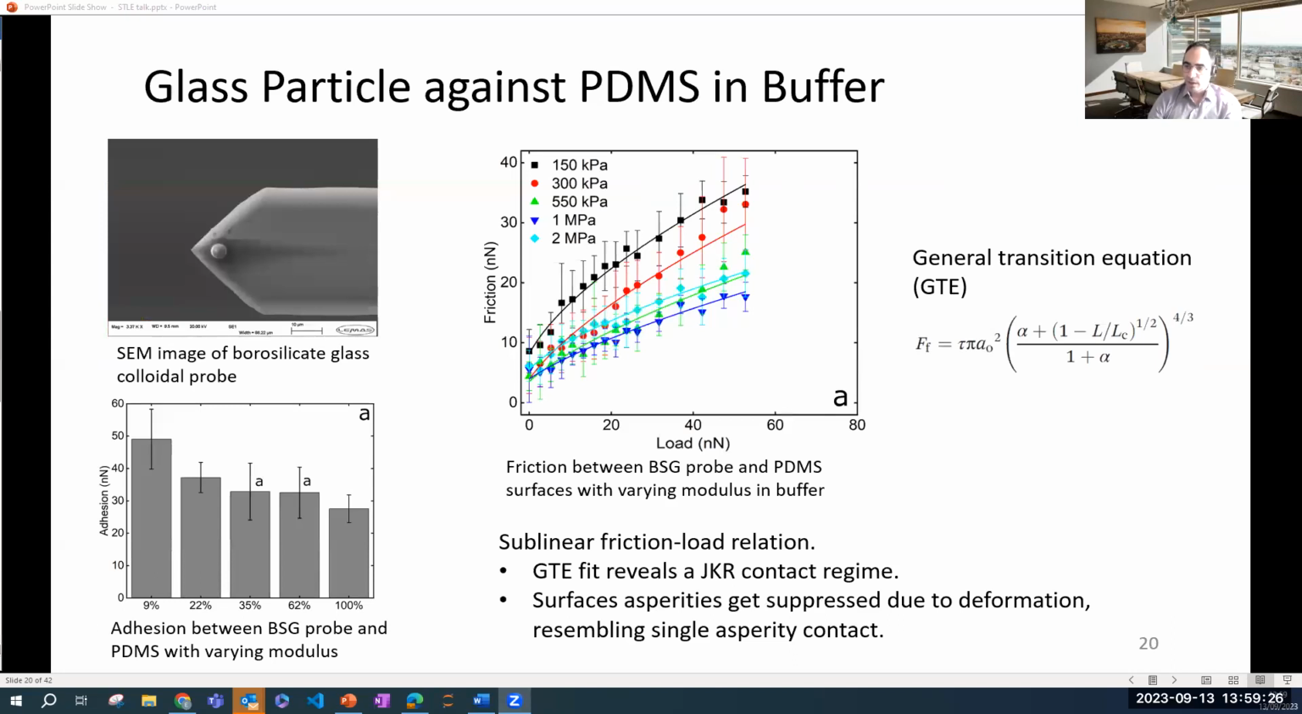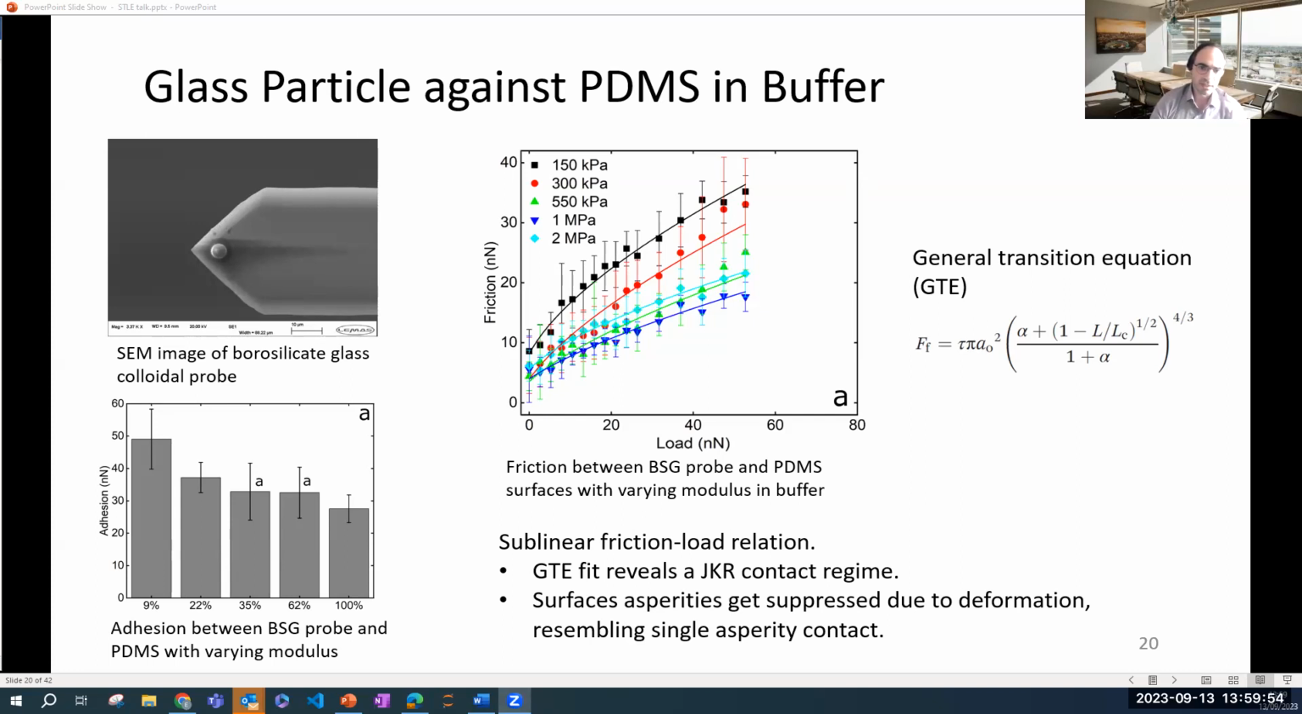Let's now look at the friction. Initially, we attached a glass particle at the end of a cantilever and measured friction on PDMS samples in a buffer environment without any proteins. As can be seen in the graph, friction does not have a linear dependency on the applied load, which hints at a single asperity contact.